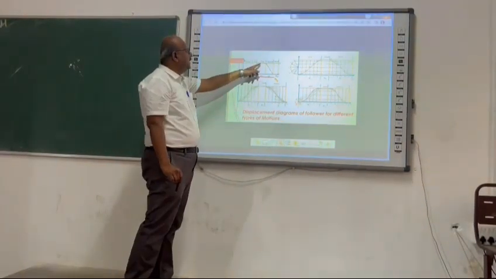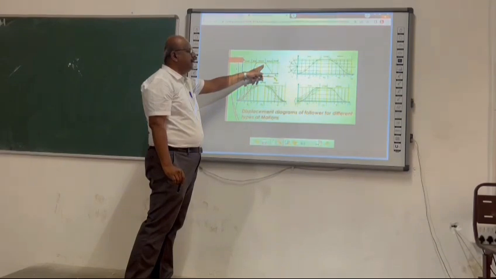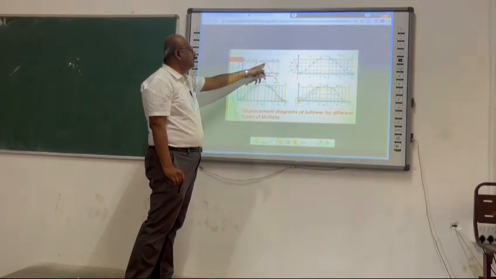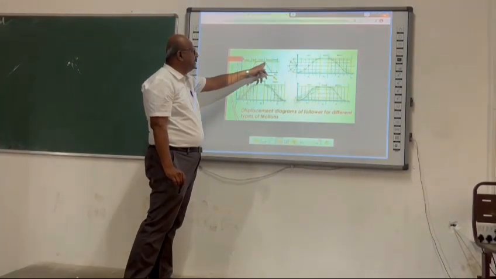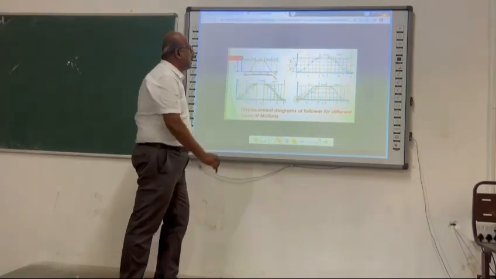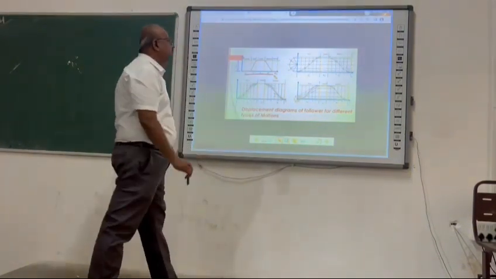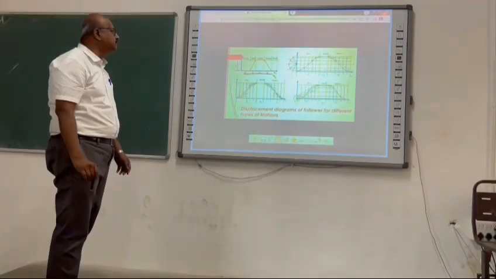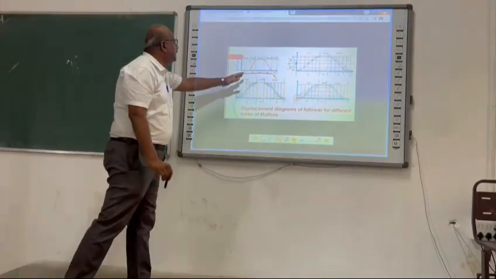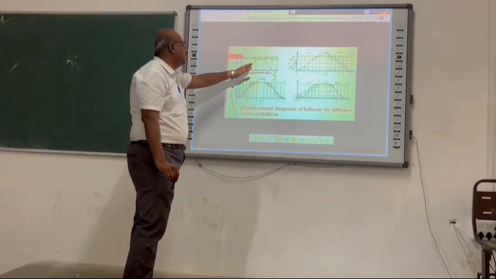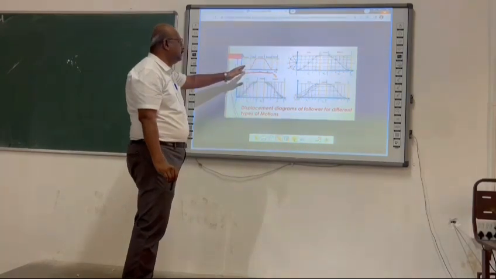Again, the dwell period will be noted as a horizontal line, and the return motion will be noted in the straight line of the diagonal of the rectangle. And again, finally, this is the dwell period. So, for uniform velocity motion, we consider straight lines of the diagonals for the displacement diagram.